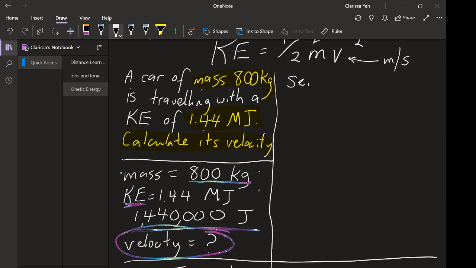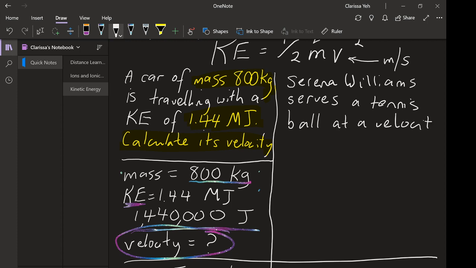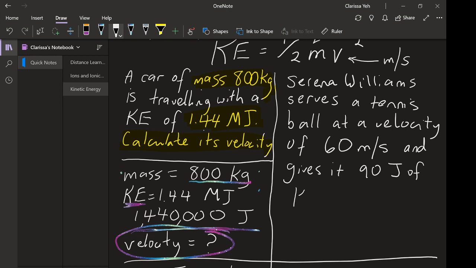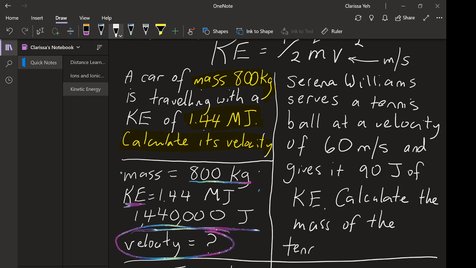Right. Serena Williams serves a tennis ball at a velocity of 60 meters per second and gives it 90 joules of kinetic energy. Calculate the mass of the tennis ball.